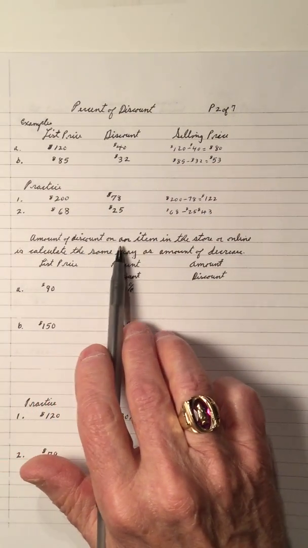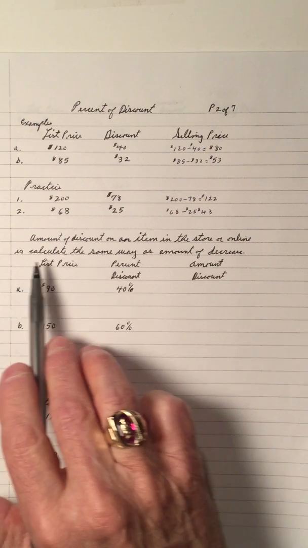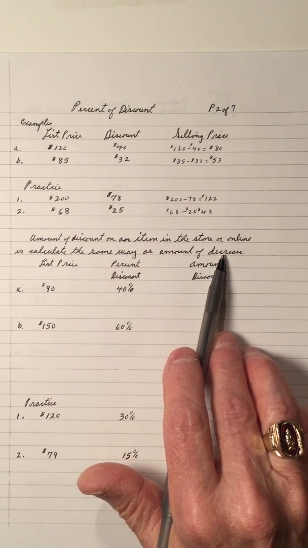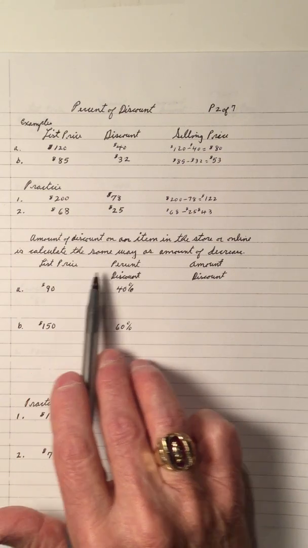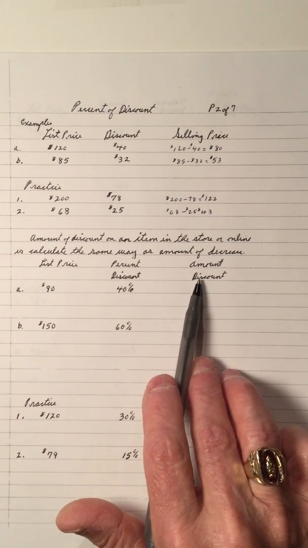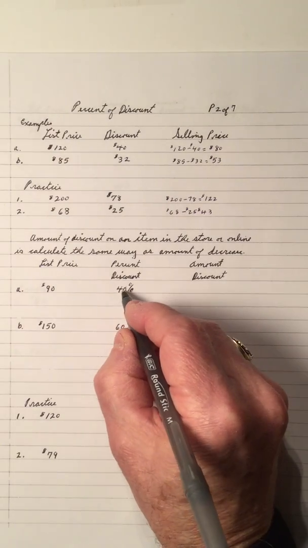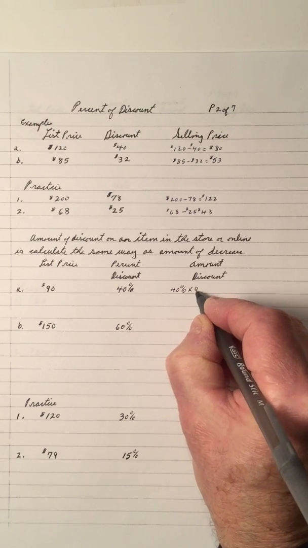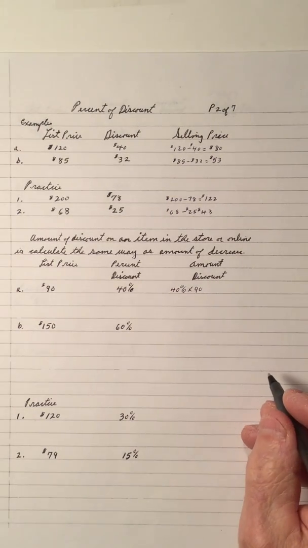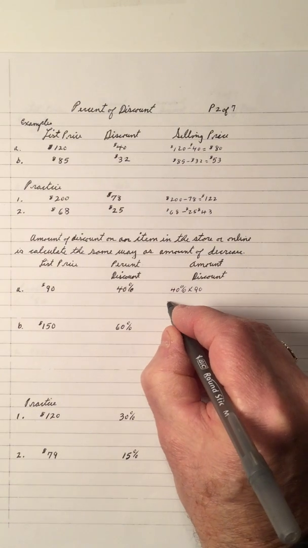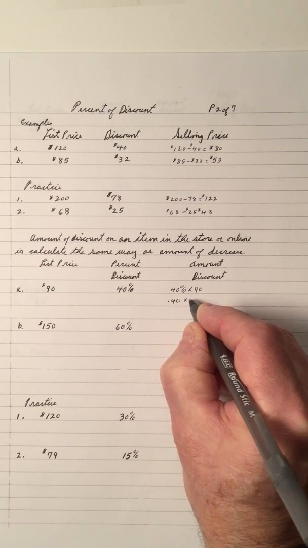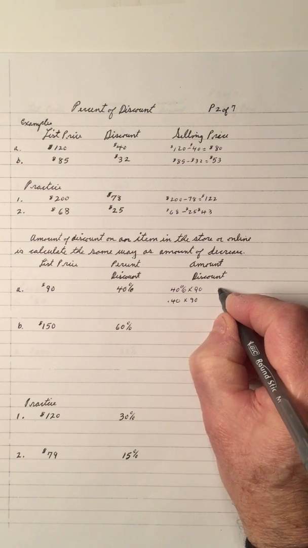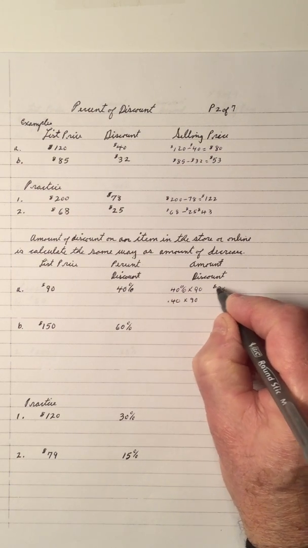The amount of discount on an item in a store or online is calculated the same way as the amount of decrease. If the percent of discount is 40%, we will do 40% times the 90. That would be the same as if you're doing a decrease or an increase. 40% is decimal 0.40 times the 90, and that would give you $36.